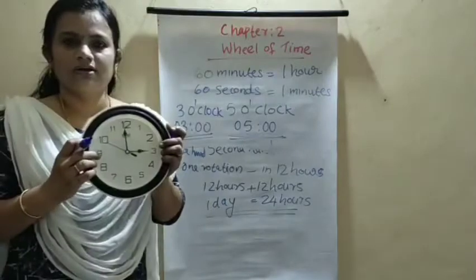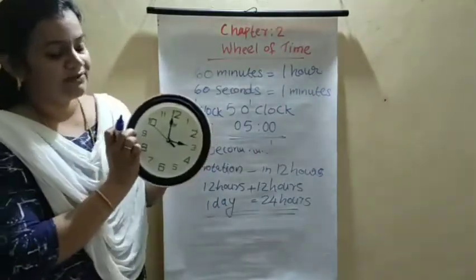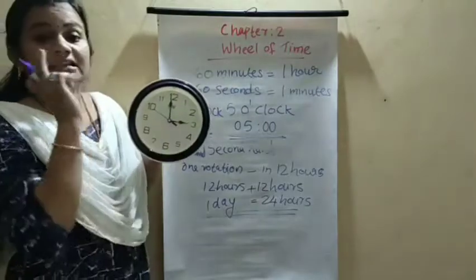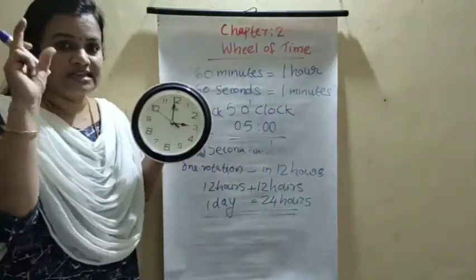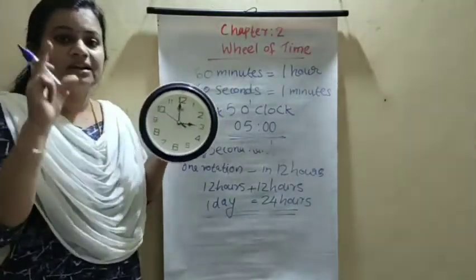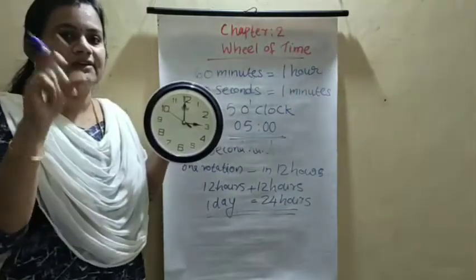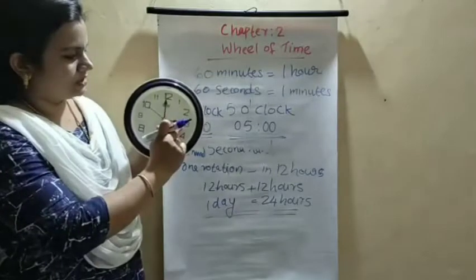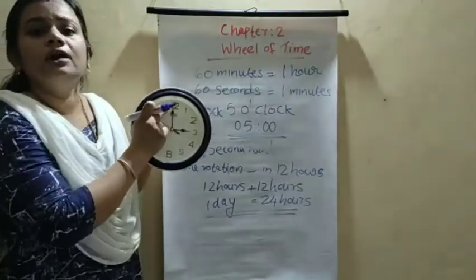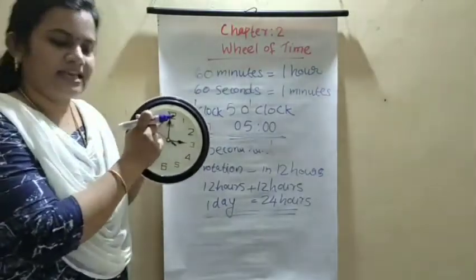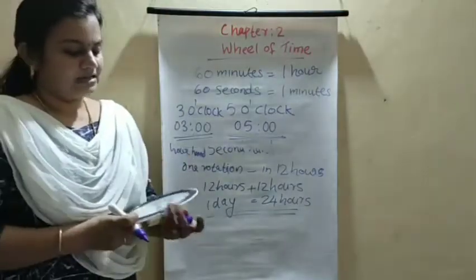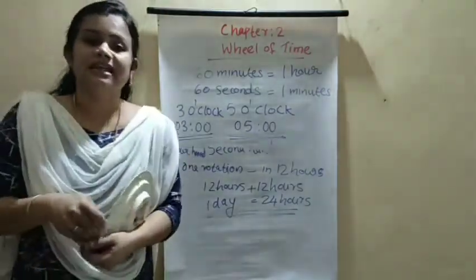Always remember one thing: when you write the time, first find out which number the hour hand is on, then you can write the time. Here the hour hand is on 3 and the minute hand is on 12. So we can say 3 o'clock. Understood? More examples we will discuss in the next class.